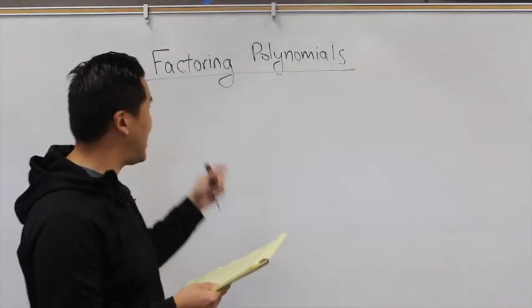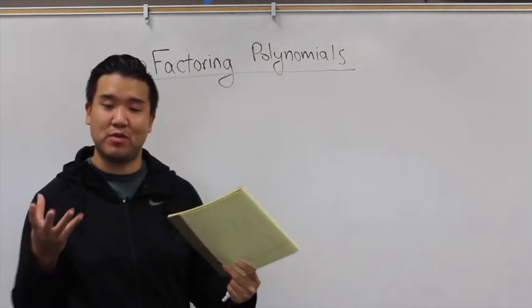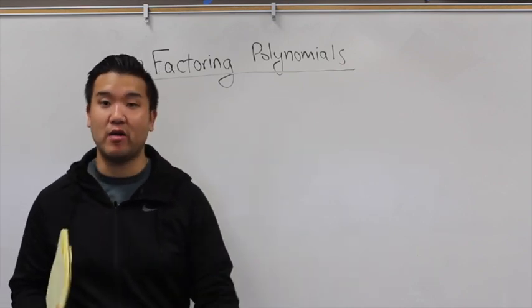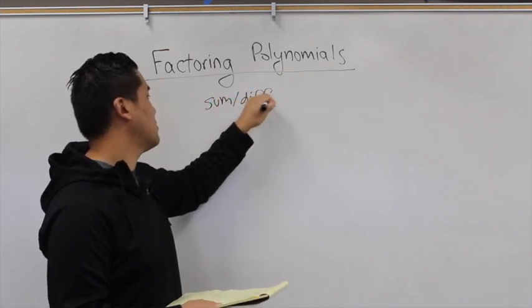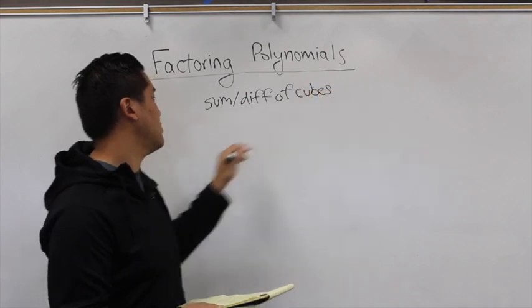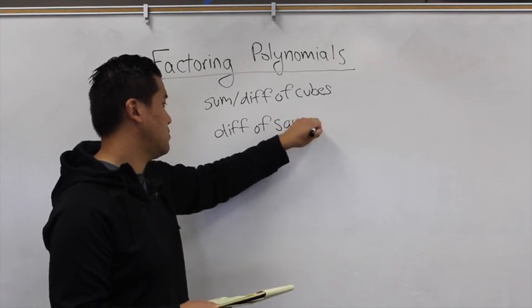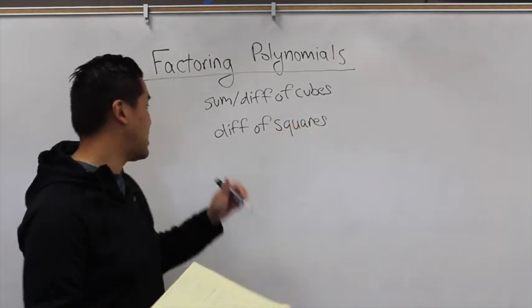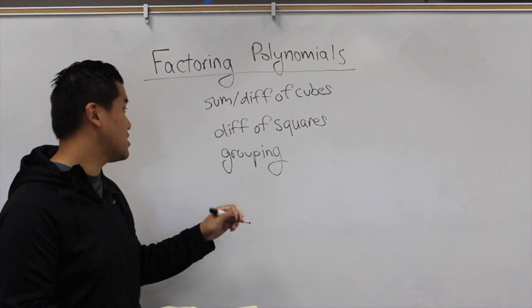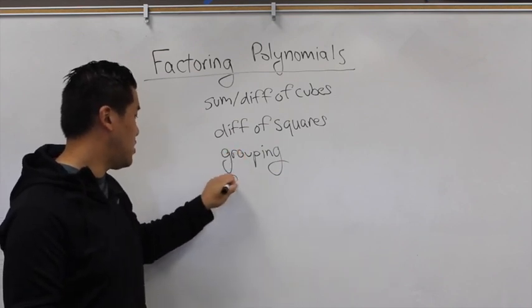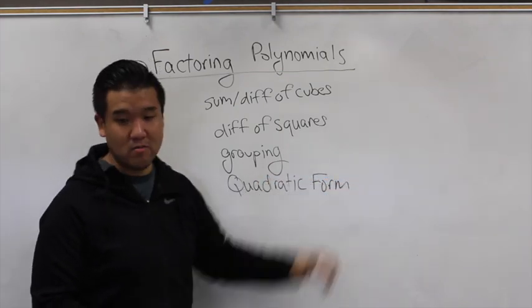We are going to do factoring polynomials. So there's lots of methods. If you watch my other videos with quadratics, that's specifically for quadratics. But what happens if it's a higher exponent? So there's a few. There's sum and difference of cubes. There's difference of squares. There's just your basic trinomial. There's factor by grouping. And then the last one is quadratic form. So my goal is to hit all these up today.